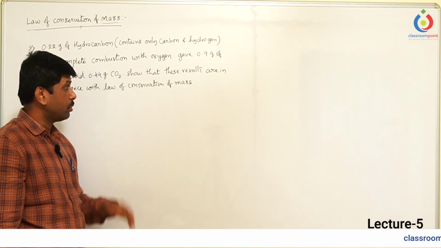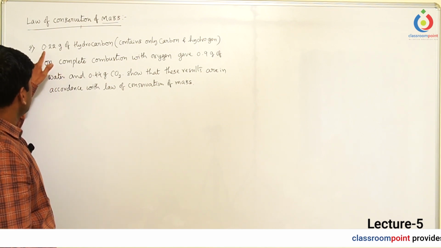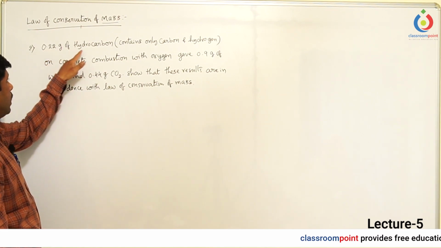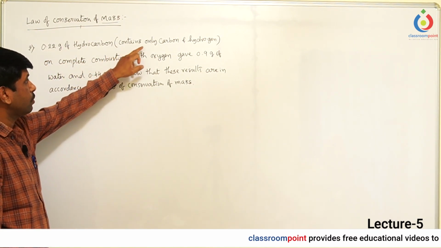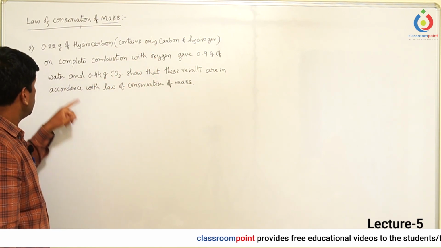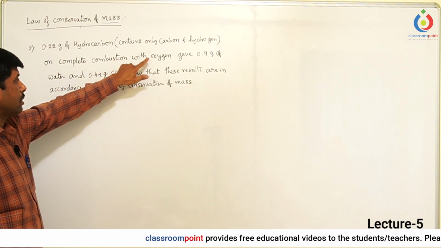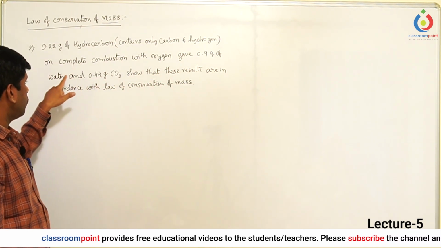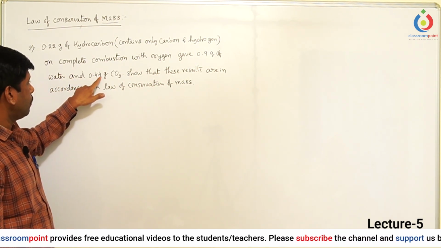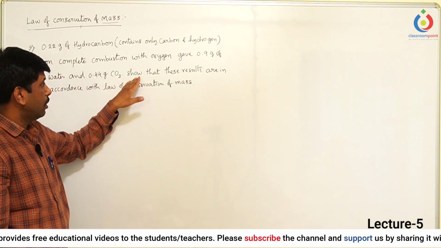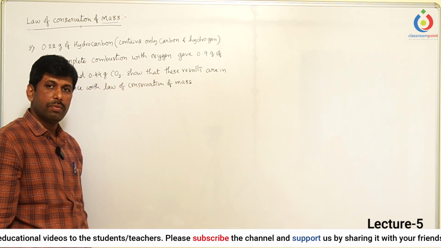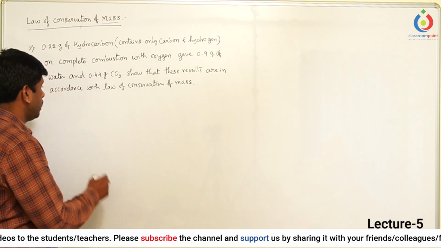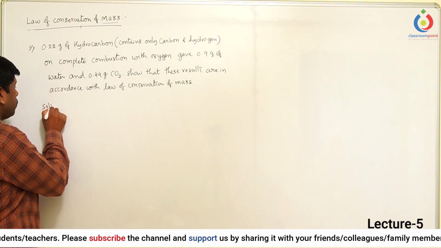Let's try to solve another question. The given question is: 0.22 grams of hydrocarbon. This hydrocarbon contains only carbon and hydrogen. On complete combustion with oxygen it gave 0.9 grams of water and 0.44 grams of carbon dioxide. Show that these results are in accordance with the law of conservation of mass. So let's try to solve the question.